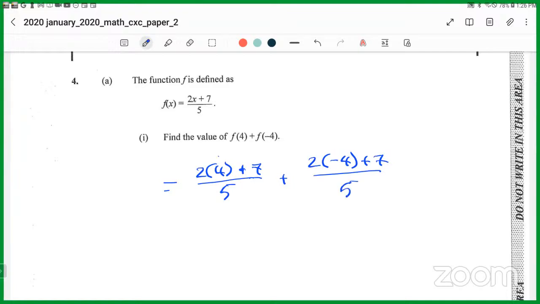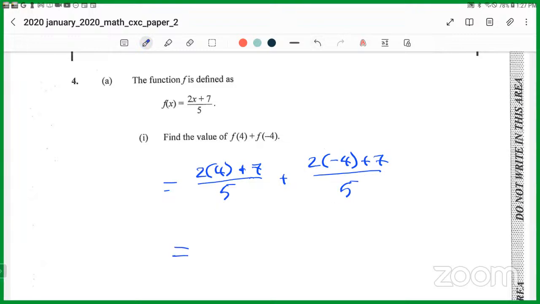What happens is that this becomes an 8 and it becomes a -8, and so they will eliminate each other. So you will be left with 7/5 two times. That's what happens. If you want to work out this and work out that, it's the same difference, the same denominator anyway.